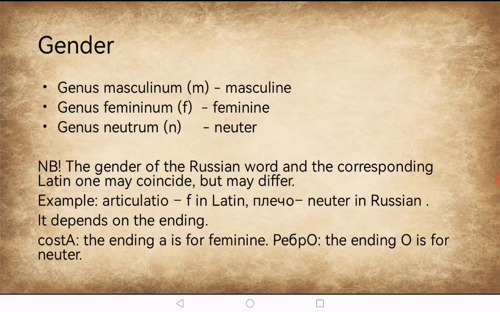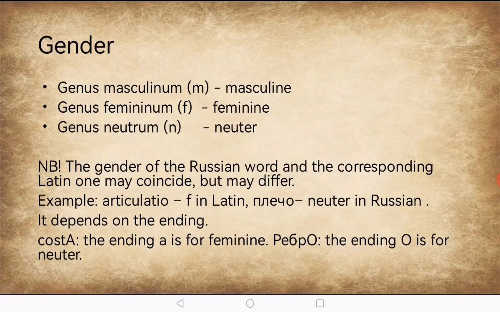Let's talk about every category one by one. And the first category is gender. There are 3 genders in Latin language. Genus masculinum, masculine, genus femininum, feminine, genus neutrum, neuter. The gender of Russian word and the corresponding Latin one may coincide but may differ.